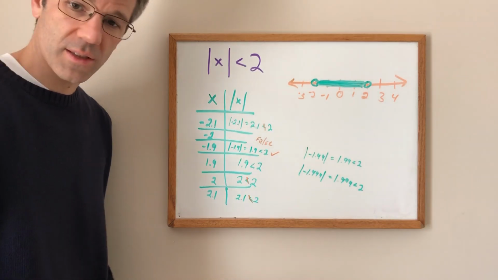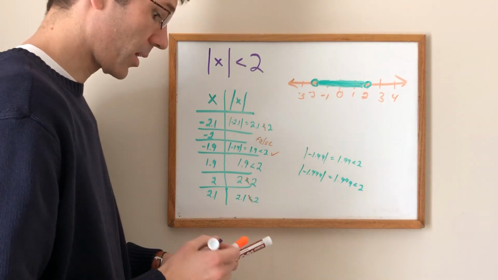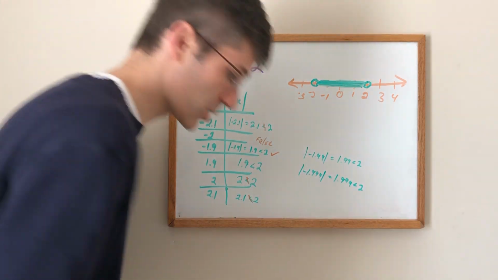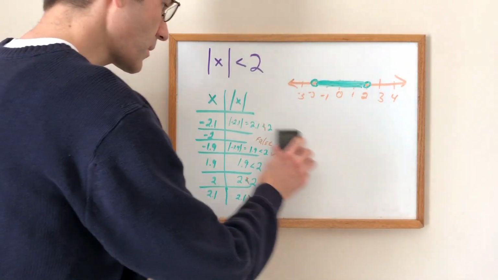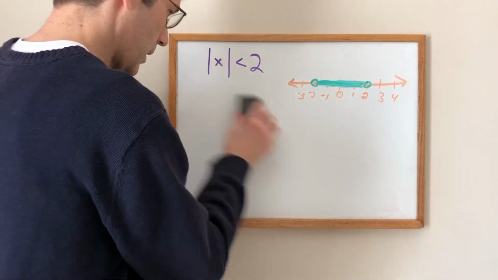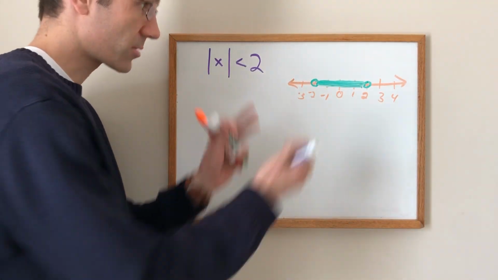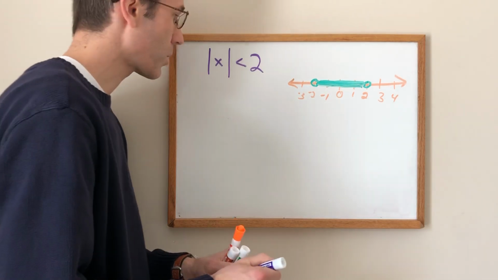Okay, so the direction said graph all the possible solutions on the number line, and what we have is correct. But I'm also going to give an inequality solution to this. So, let me give you a couple different ways that it could be written. I'm going to write that final answer, of course, with the graph, but also in purple here.